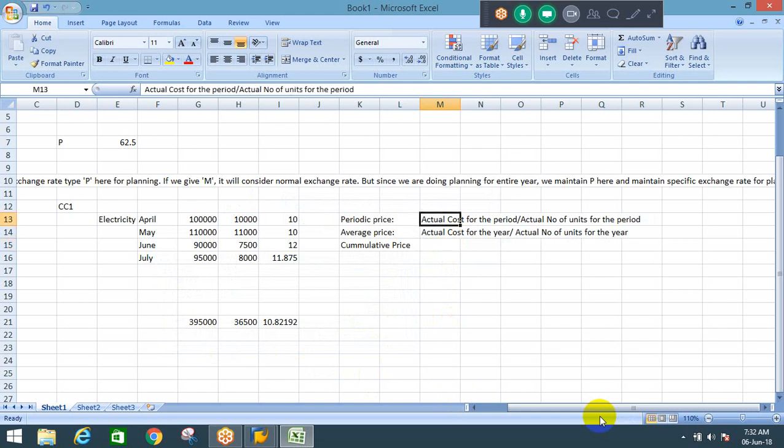Periodic price: actual cost for the period divided by actual number of units for the period. Average price: actual cost for the year divided by actual number of units for the year. Cumulative price means actual cost up to the period and number of units up to the period.